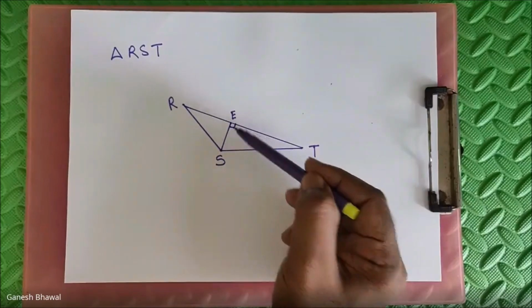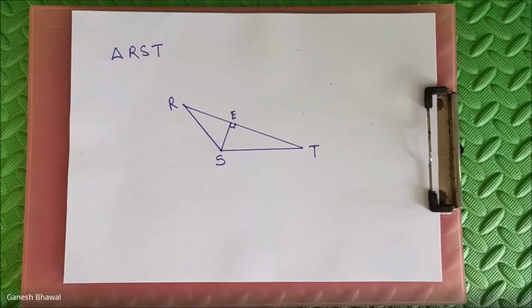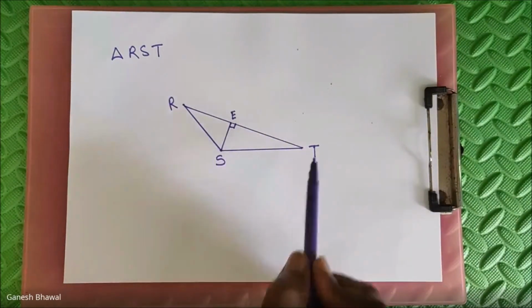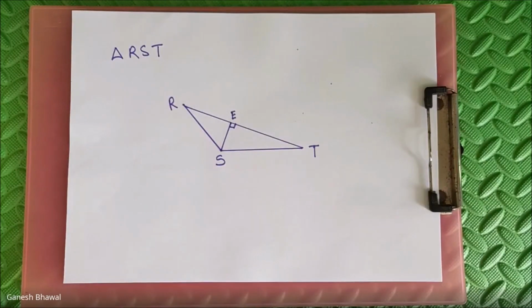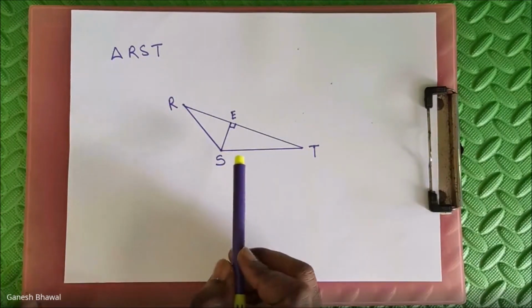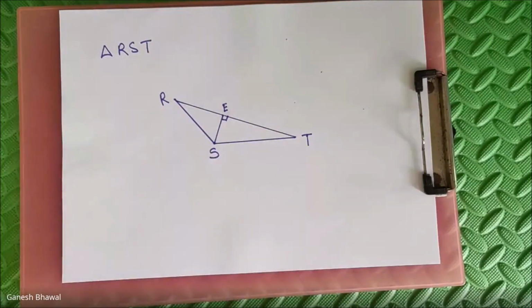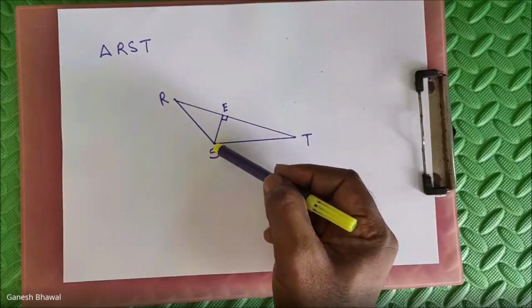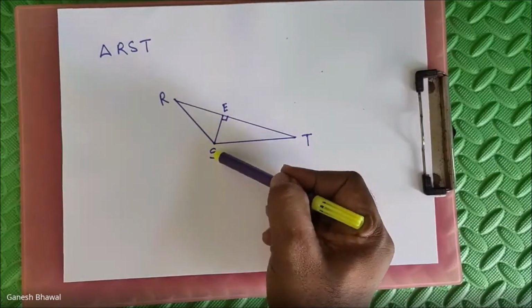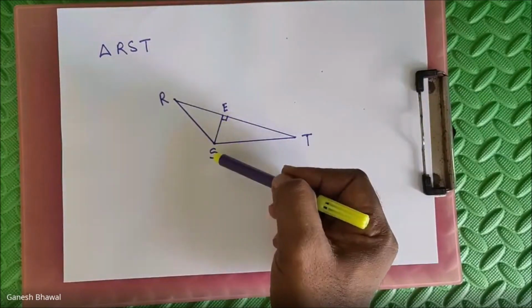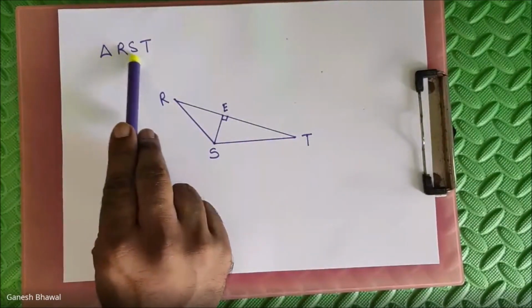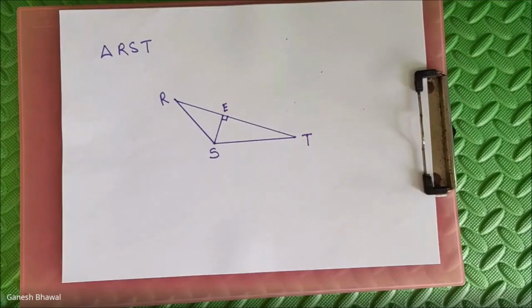Segment SE is the altitude of this triangle RST. Triangle RST is an obtuse angle triangle. With the help of a set square, we have drawn the first altitude. Segment SE is the altitude of triangle RST. We have to draw two more altitudes.